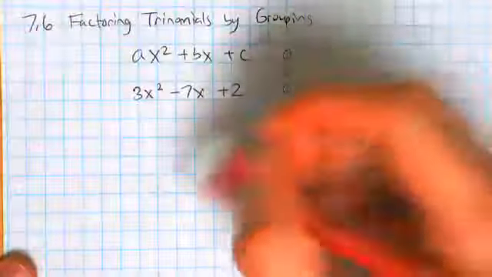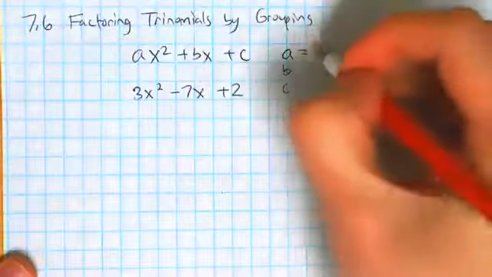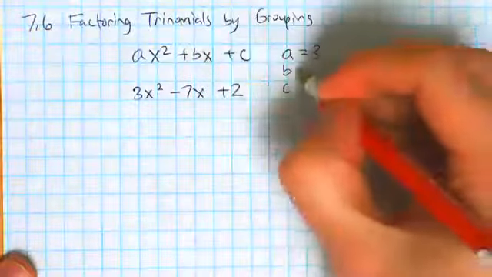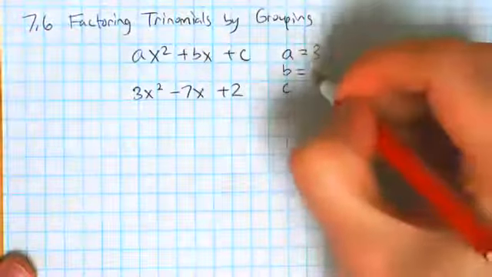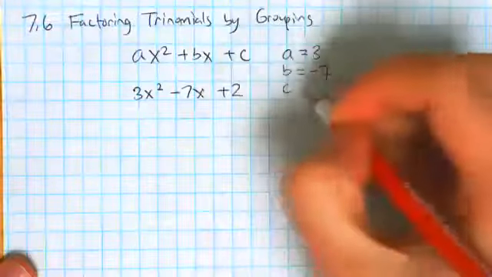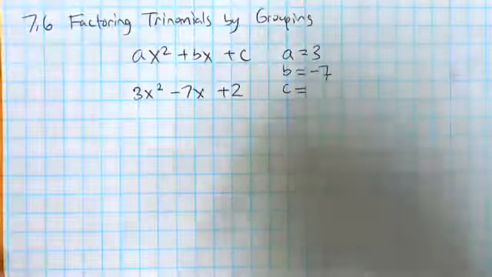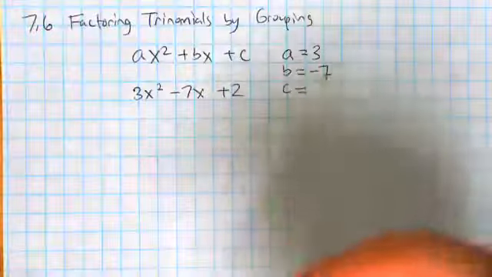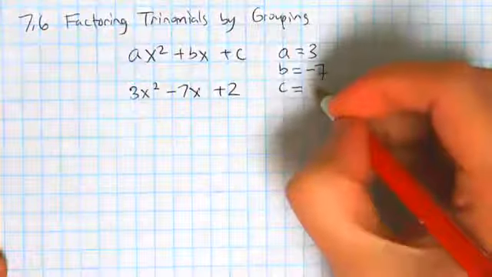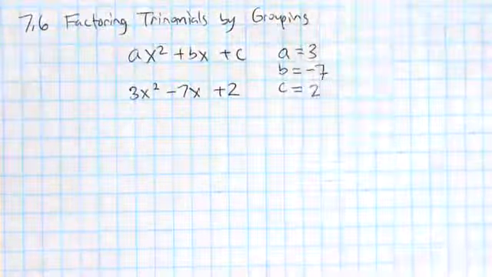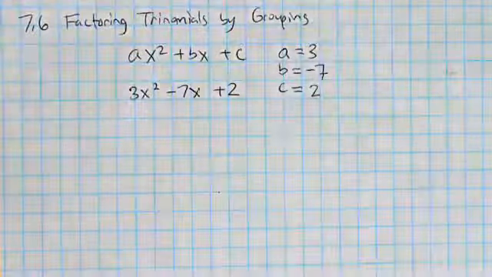Our a is the number attached to the x squared term, that's a 3. Our b is the number attached to just the x term, and that's a minus 7 here. And our c is the constant, that's what the c means essentially, or just the number that's sitting there being added or subtracted. Here it's being added, so it's a positive 2. So we have a, b, and c.